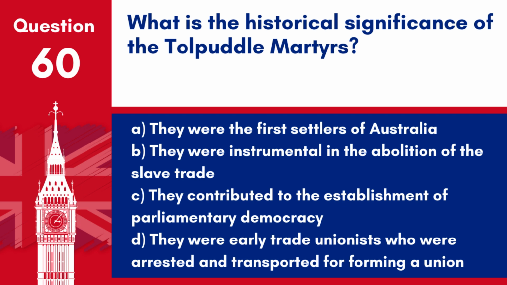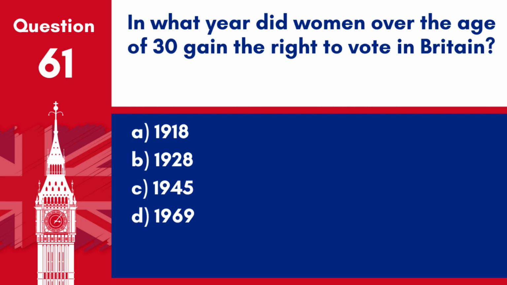Answer D. They were early trade unionists who were arrested and transported for forming a union. The Tolpuddle martyrs case in 1834 is significant in the history of British labour movements and trade unionism. Question 61. In what year did women over the age of 30 gain the right to vote in Britain?